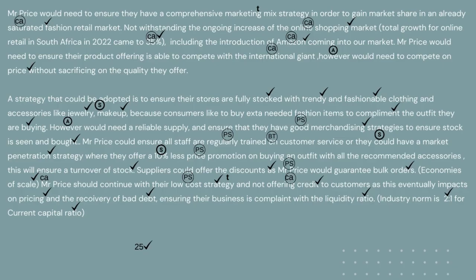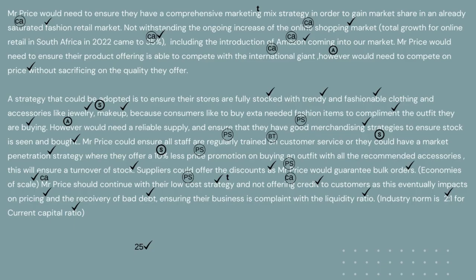This will ensure turnover of stock. Suppliers could offer the discounts, as Mr. Price would guarantee bulk orders, economies of scale. Mr. Price should continue with a low-cost strategy and not offer credit to customers, as this eventually impacts on pricing and the recovery of bad debt, ensuring their business is compliant with the liquidity ratio. Industry norm is 2:1 for current capital ratio.